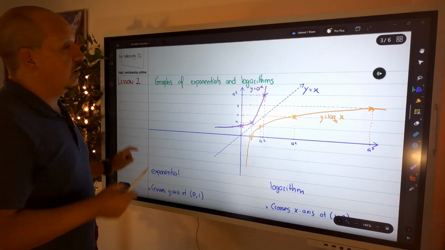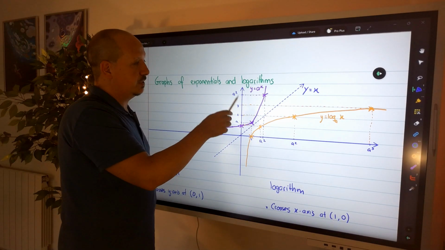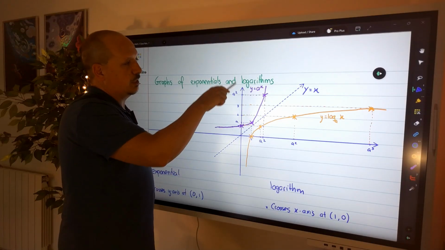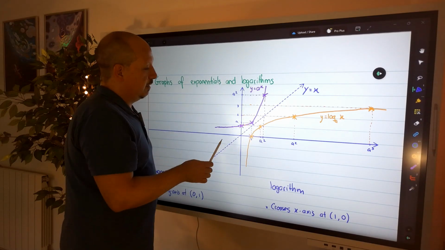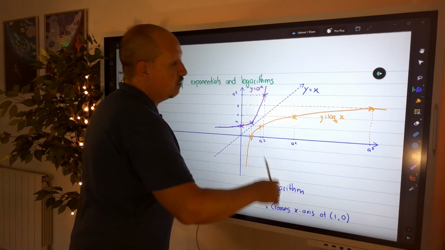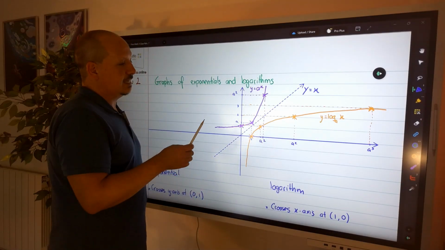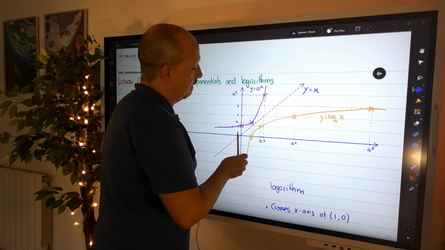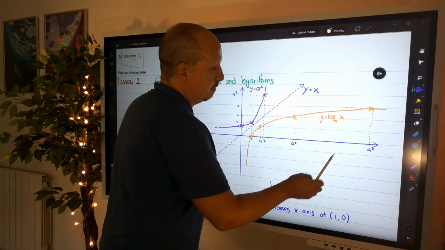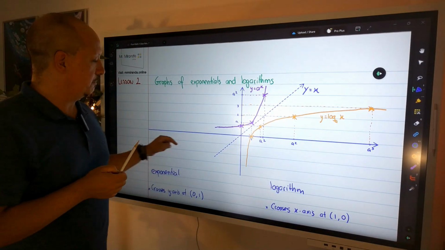The range of the exponential function is all positive real numbers. Here, the exponential function can take any positive value of y. It's the domain, not the range, of the logarithmic function that can take any positive value of x. You can write any positive value of x, but not any negative value.